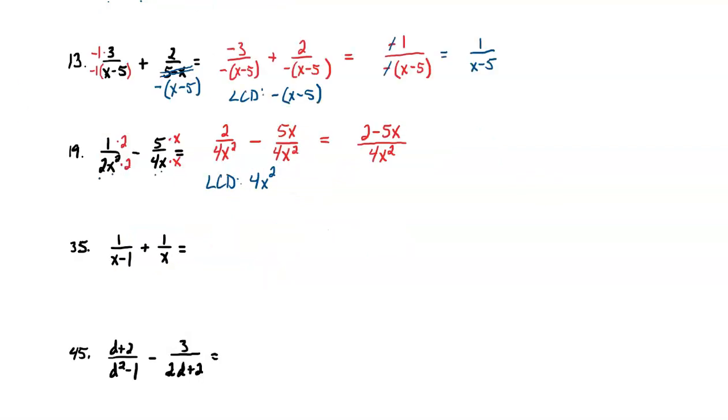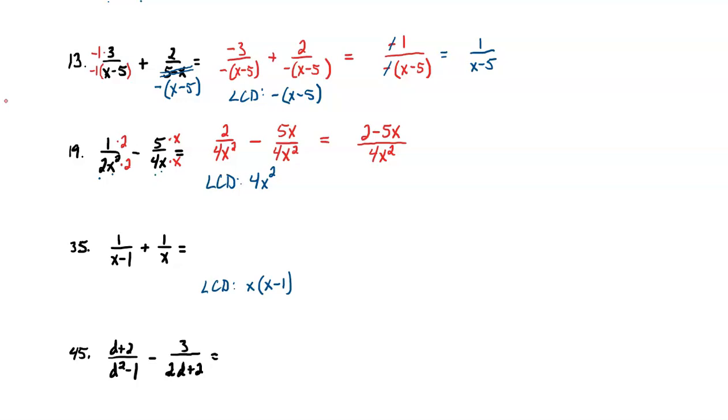Number 35. To add fractions, they have to have the same denominator. One denominator is x minus 1 and the other is x. So we need to figure out what is the least common denominator. To find the least common denominator, you create a product that contains all of the factors in the denominators. One factor is x, the other factor is x minus 1. This is what we want the common denominator to be.